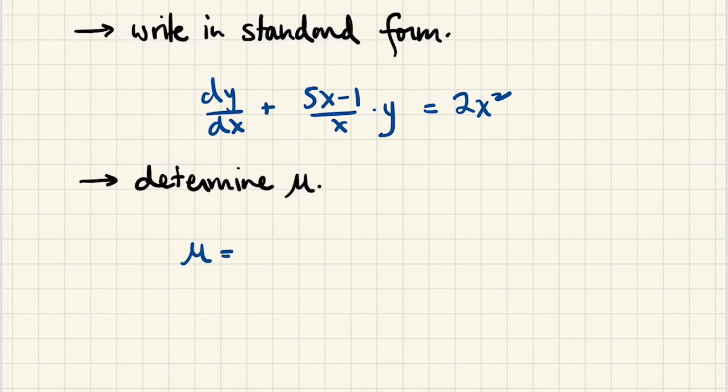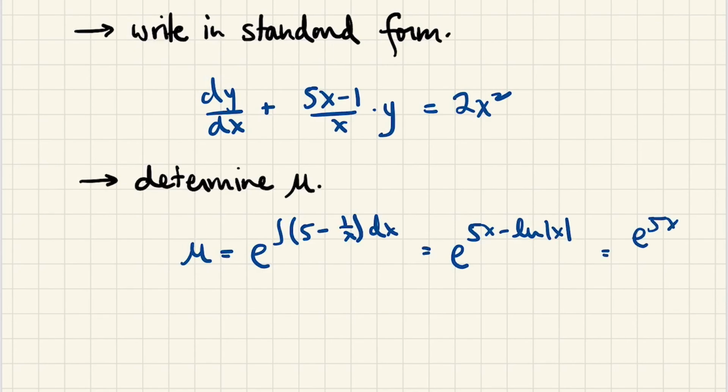So mu will be e raised to the integral of p of x, right? The stuff that's the coefficient of y here. So let's write that as 5 minus 1 over x. And we can see that's e to the 5x minus ln of absolute x, which is like e to the 5x over e to the ln of absolute x. And so we can just set our mu to be e to the 5x over x.